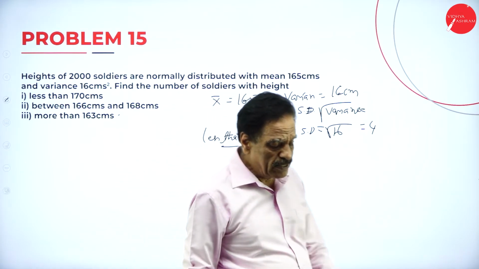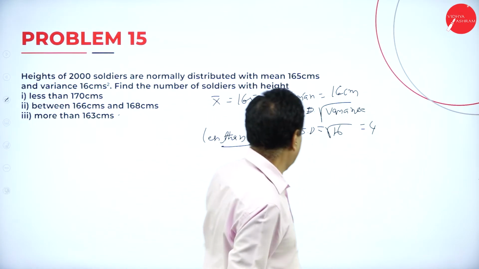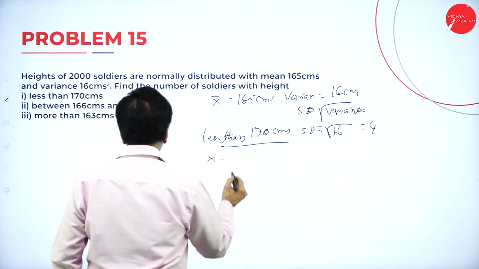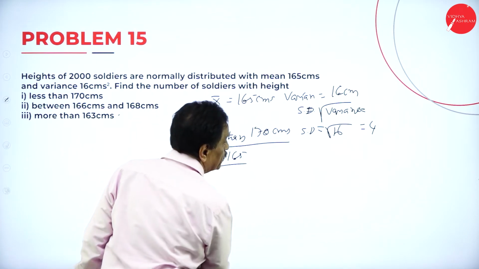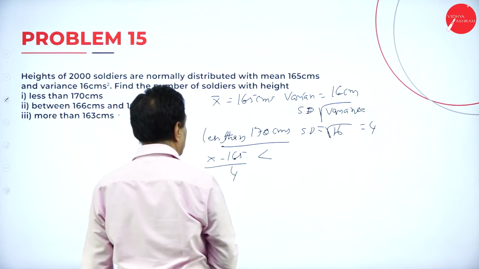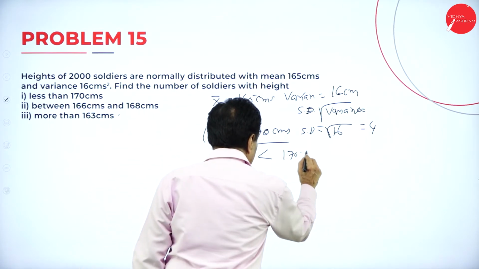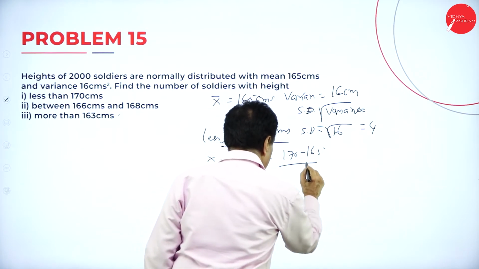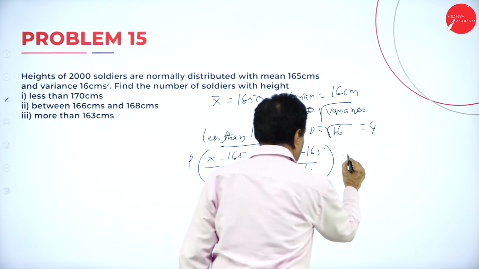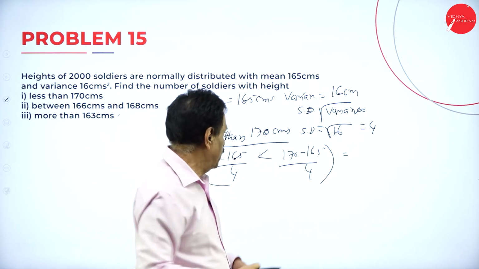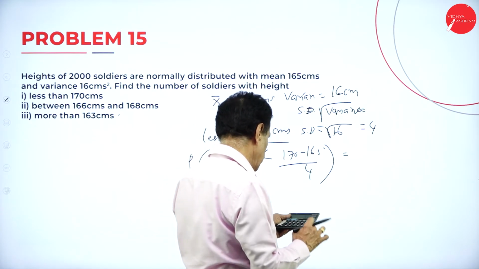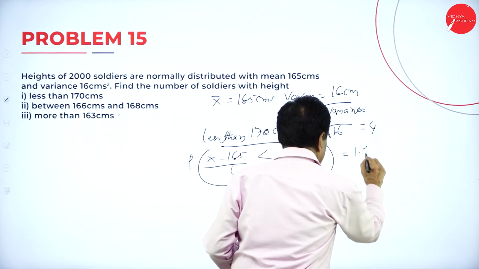Less than 170 centimeters. X minus the mean. What's your mean? 165, divided by the standard deviation, which is 4. So the x value is 170, minus 165, divided by 4. 170 minus 165 is 5, divided by 4, is 1.25.